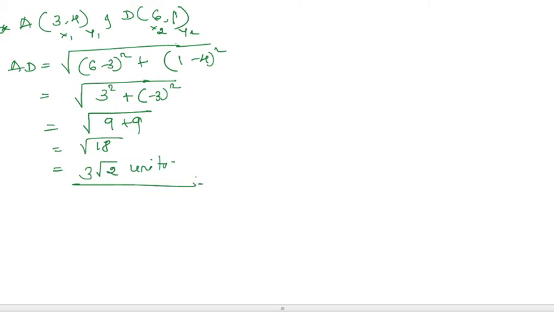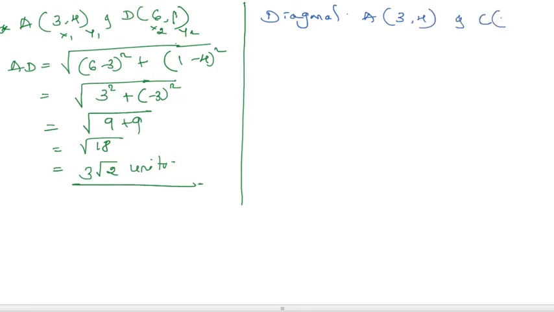Here what you obtained: all the sides are equal, and another condition is that the diagonals are also equal. See, we will prove the diagonals are also equal. So, here diagonal means what? Which is the diagonal? AC is the diagonal. The coordinates of A are (3, 4) and the coordinates of C are (9, 4).